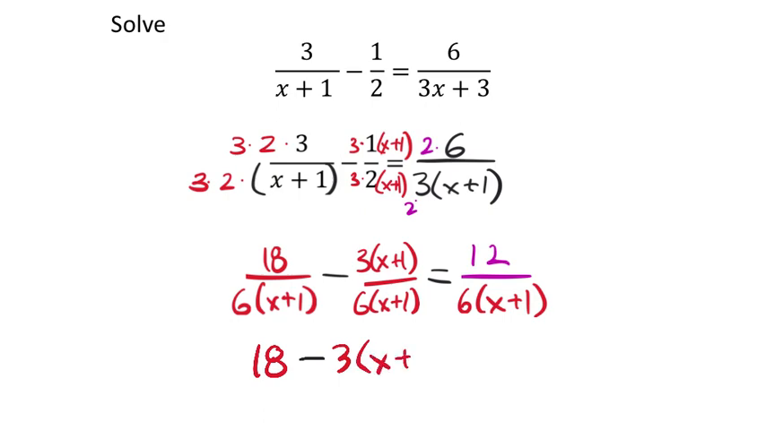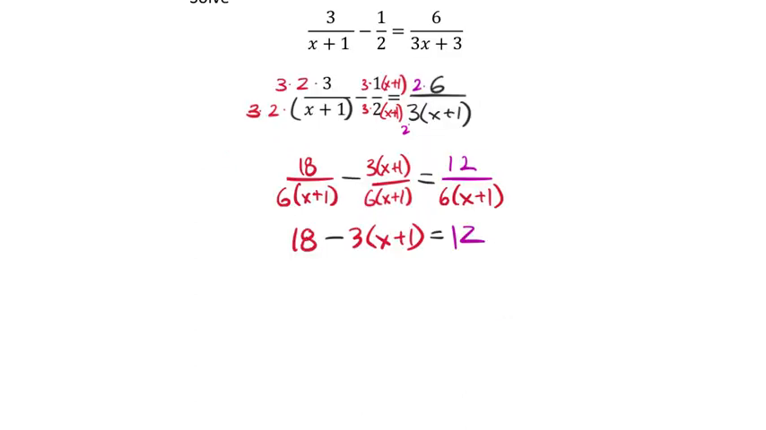and this is going to equal that 12. All right, so this becomes an equation to solve. And I see that I have distribution from the parentheses there, right? So I got to distribute my negative 3. Negative 3 times 1x would be negative 3x. And negative 3 times positive 1 would be negative 3. Okay, now the rest of it just drops. We got 18 minus 3x minus 3. This equals 12. We did distribution.